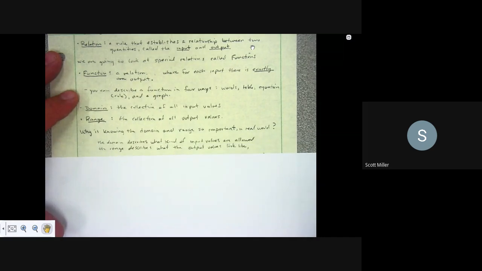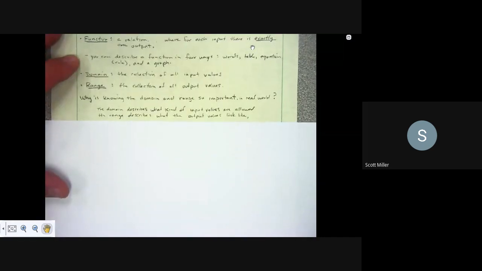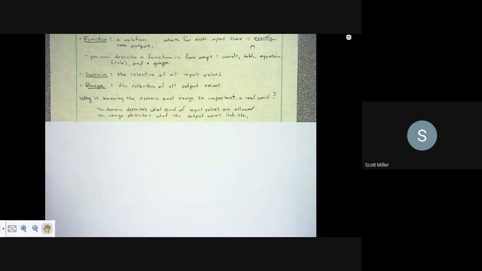Why is this important? Why do I need to know the domain and range? Because you're starting to do math where the domain and range play a major role. And really, how does this manifest in the real world? As you can see what I have written here, the domain describes what kind of input values are allowed, and the range describes what kind of output values are going to look like. And why is that important in the real world?